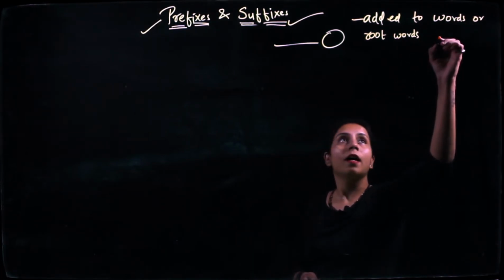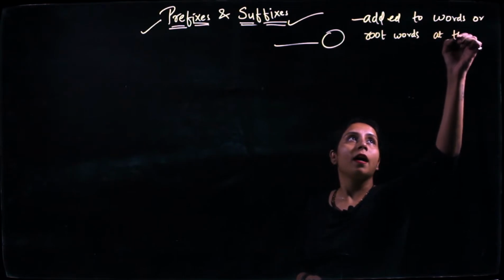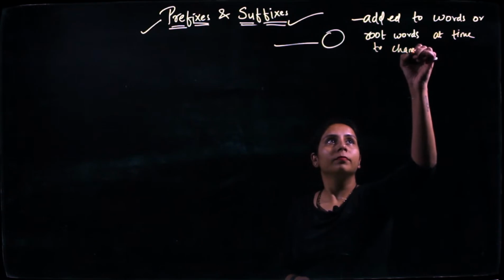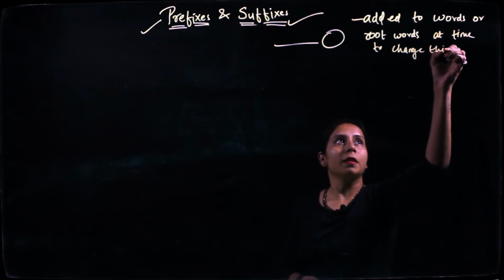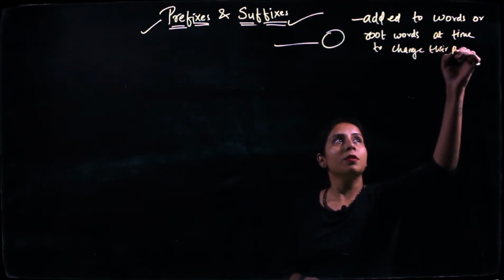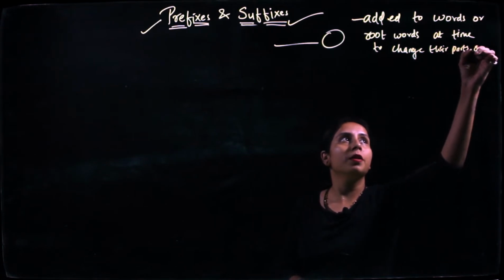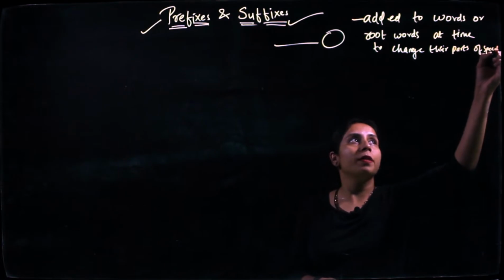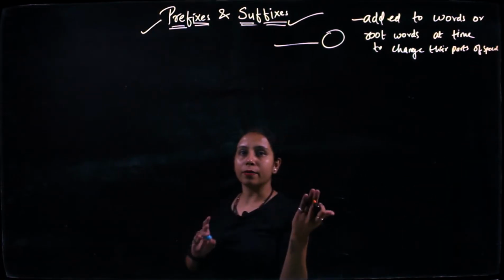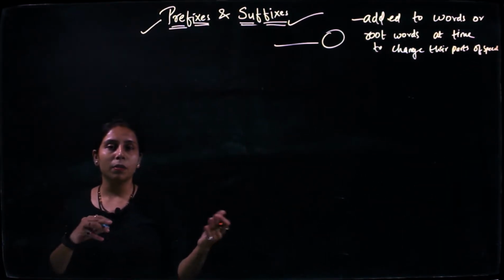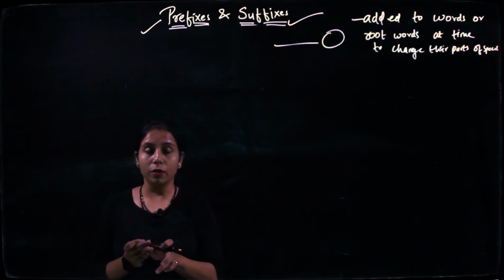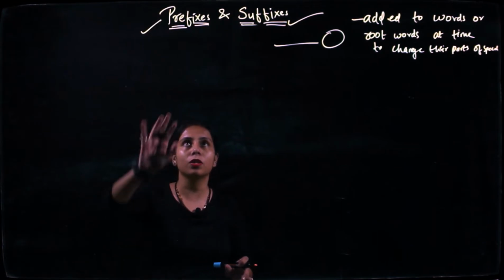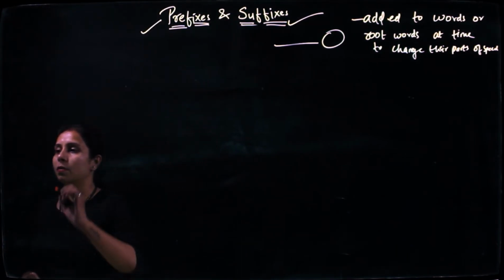So root words, at the time to change their parts of speech. So when you want to change the parts of speech of a particular word, we can add a suffix to it. Okay. Parts of speech we did: to change a noun to an adjective, a pronoun to a verb, and whatsoever it is. If you want to change it, we can add suffixes.